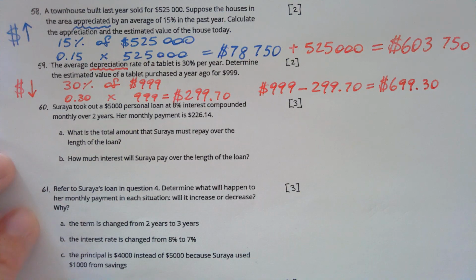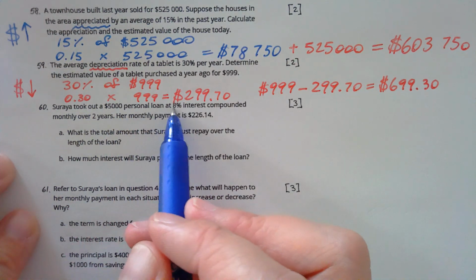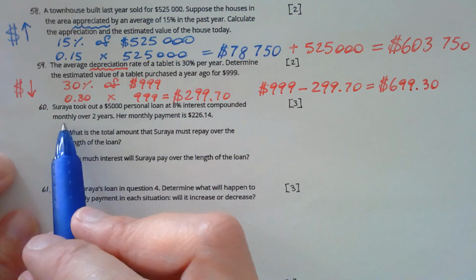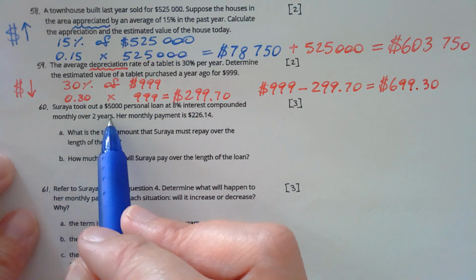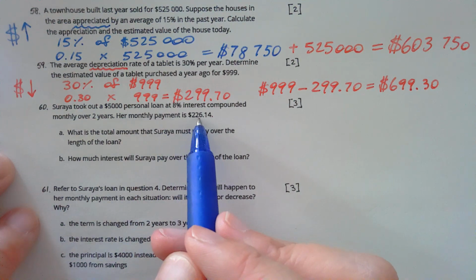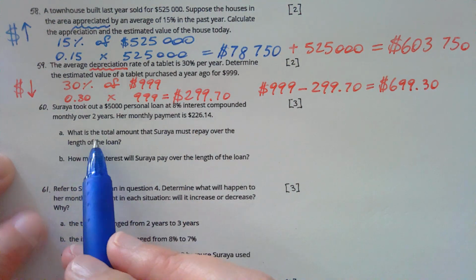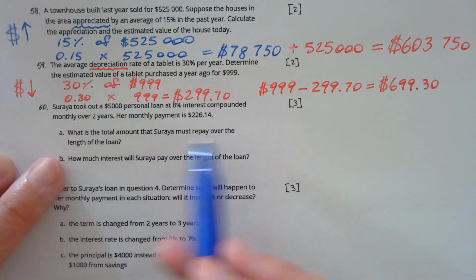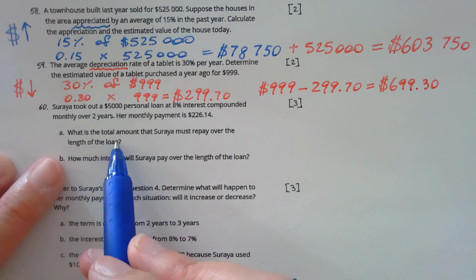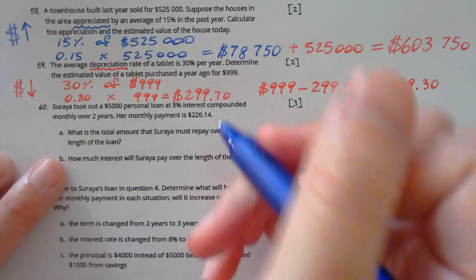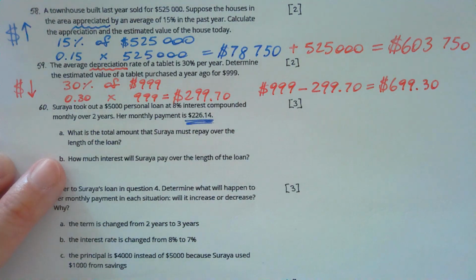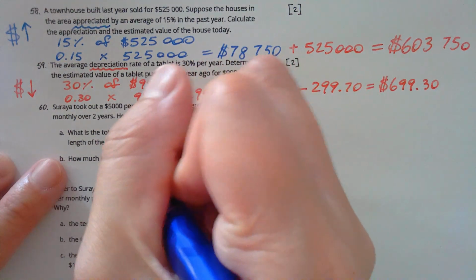Okay. Number 60 is a little tricky because it gave you a lot of useless information. So Surya took out a $5,000 personal loan at 8% compound interest, compounded monthly over 2 years. Her monthly payment is $226.14. What is the total amount that she must repay over the length of the loan? So in simple terms, they actually calculated this for you already. They already told you how much she needs to repay every month.